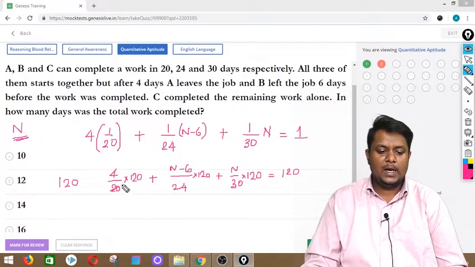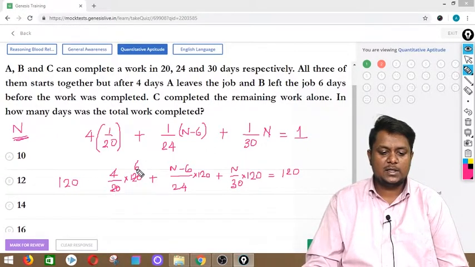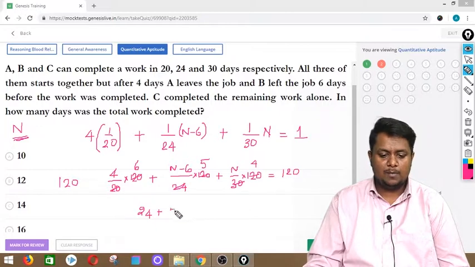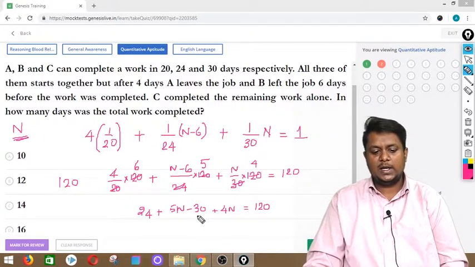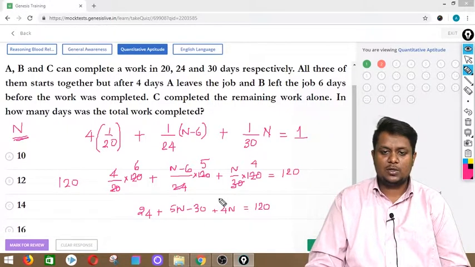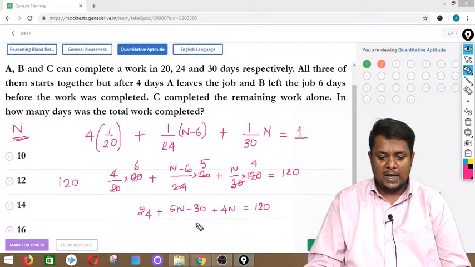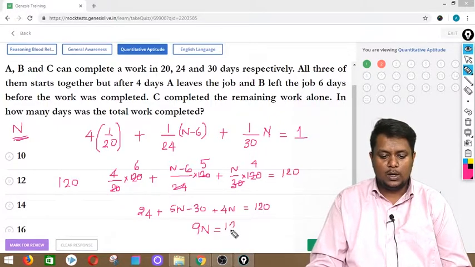Now 120 and 20 when we cancel, we get 6. 24 and 120 when we cancel, we get 5. 30 and 120 when we cancel, we get 4. So 4 into 6 is 24. n minus 6 into 5 is 5n minus 30. n into 4 is 4n. This gives us 120. Now when we solve this, we get 24 minus 30 is minus 6. Minus 6 goes to the left hand side, it becomes plus 6. 9n is equal to 126.